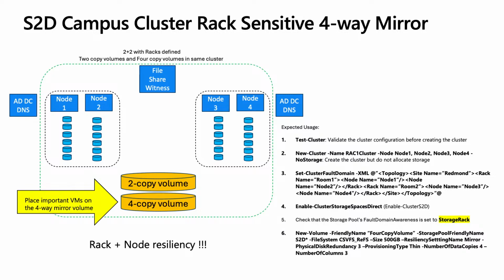Basically, the idea here is that customers will have a choice between 2-copy volumes or 4-copy volumes. For precious data, you can put it on your 4-copy volume. You'll have lower capacity on a 4-copy volume, but you get better protection. So precious data, precious VMs can run on that rack-sensitive 4-way mirror.